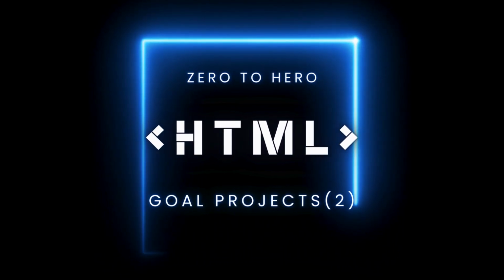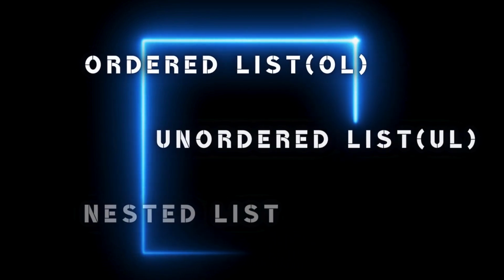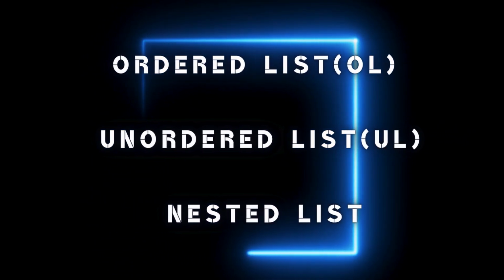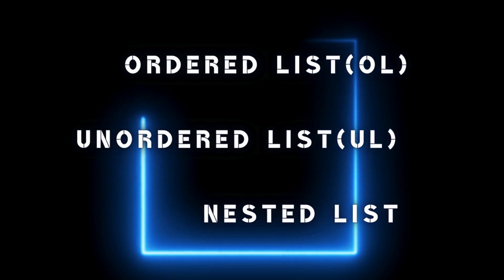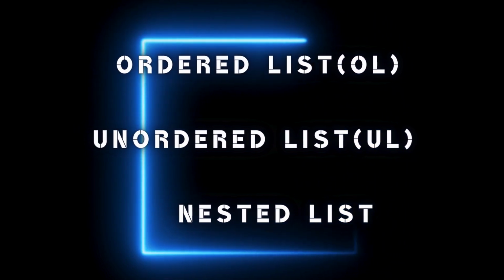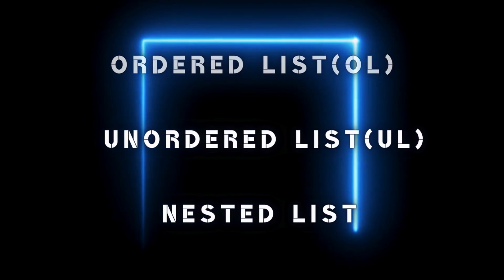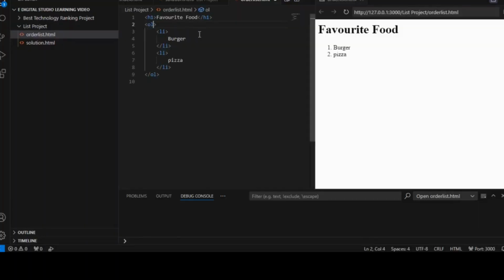Hello everyone. Today we will learn how to create an HTML page by using ordered, unordered and nested lists. Firstly, let me tell you what ordered, unordered and nested lists are. Now let's start with the ordered list.